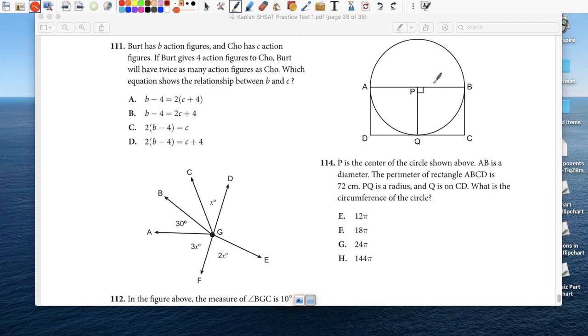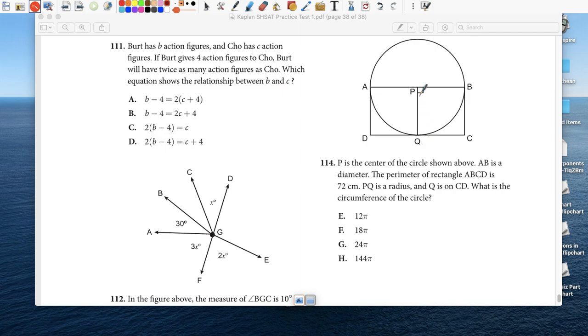Am I reading this right? Right, so hang on a second. This is a square. P is the center of the circle. AB is the diameter. Perimeter is 72. So I know this guy plus this guy plus this guy plus this guy plus this guy plus this guy equals 72, right? That's the perimeter of the rectangle. Okay, just stating that. PQ is the radius.